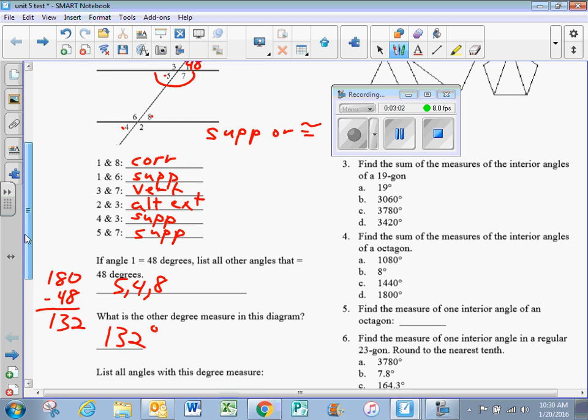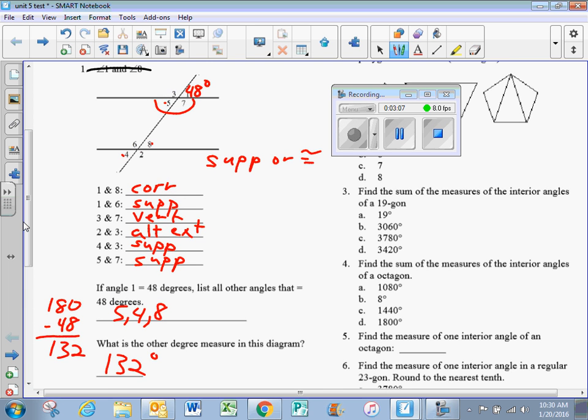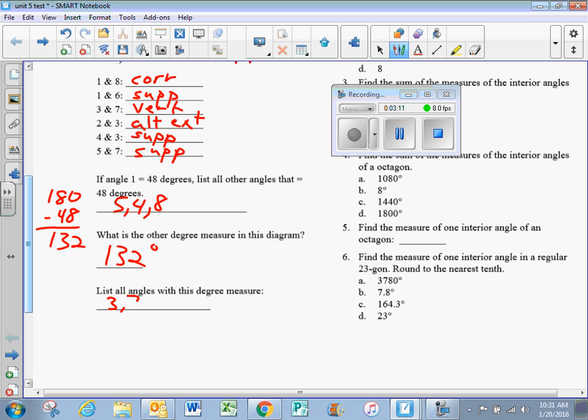So you just had to remember that. And what all other angles are 132 degrees? Well, what are all the obtuse angles? 3, 7, 6, 2. Okay, so those were hopefully supposed to be easy points.